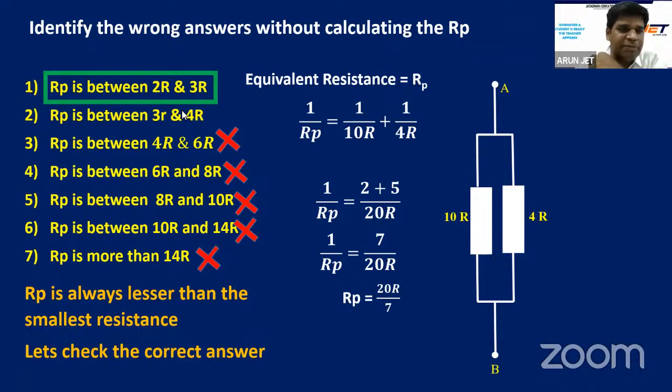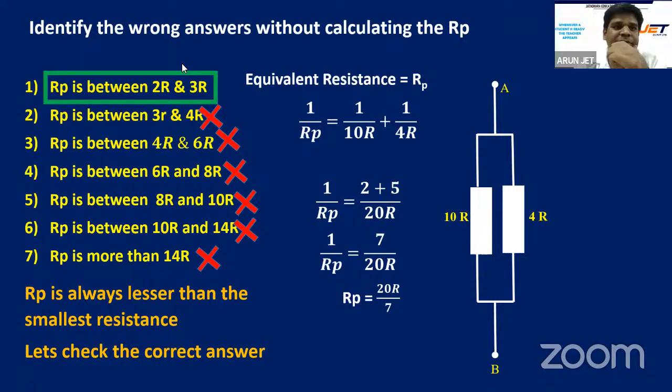Okay, Gayatri, is it between 3 and 4? No, no. It is 20R by 7. So that's 2 point, how much? 8 something. Yeah, 2.828, and so on. So it's between 2R and 3R. Gayatri, convinced? All right, good.